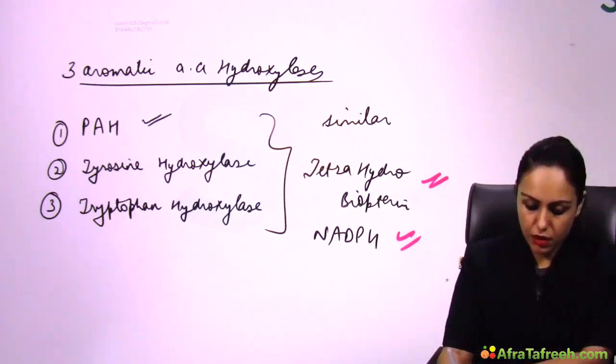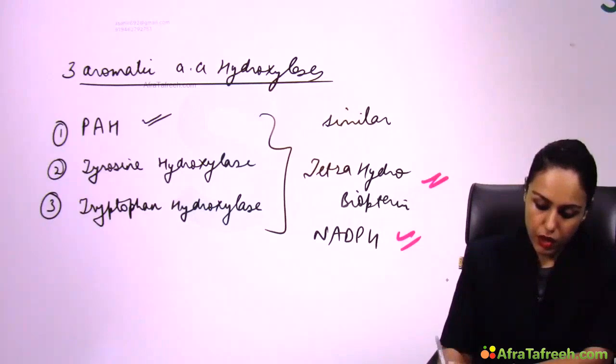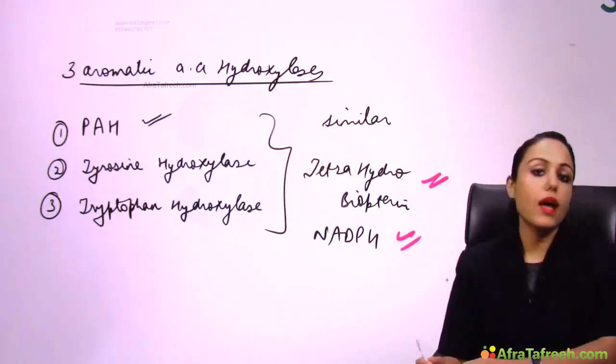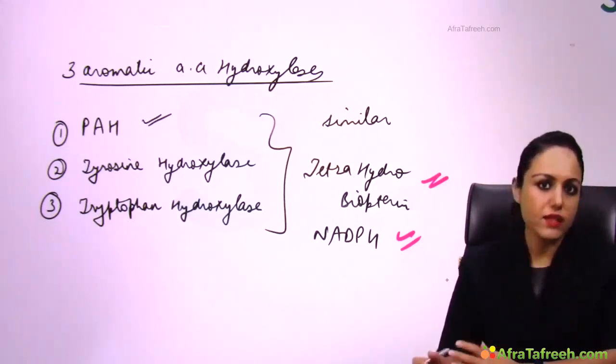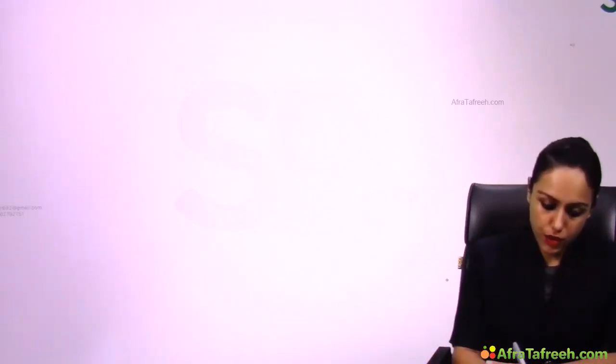These three are similar in that they all require tetrahydrobiopterin and they all require NADPH. So these two things are required, tetrahydrobiopterin and NADPH, for all the aromatic amino acid hydroxylase enzymes, right? Now let's do the detail of this classic phenylketonuria.